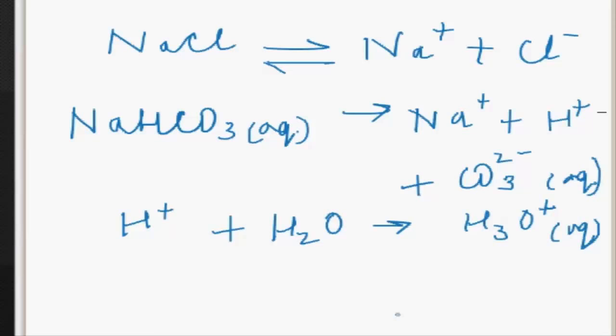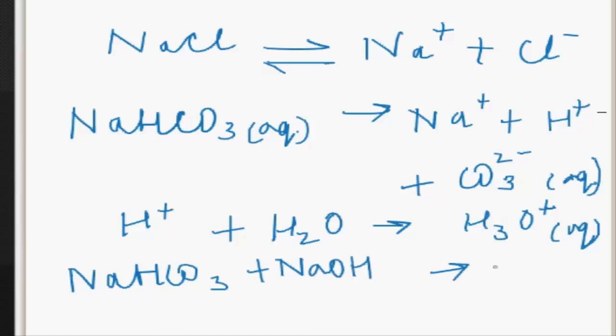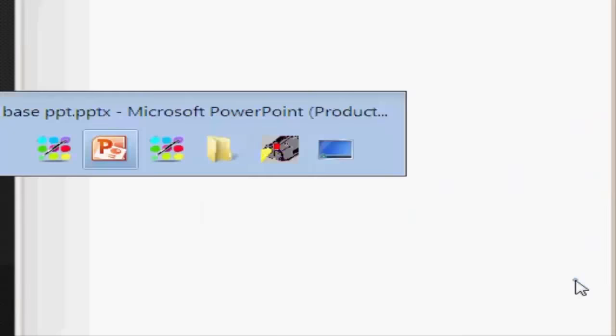For example, when an acid salt reacts with bases, it forms a normal salt. So when NaHCO3 reacts with NaOH, it will form Na2CO3 and water. Na2CO3 is a normal salt.